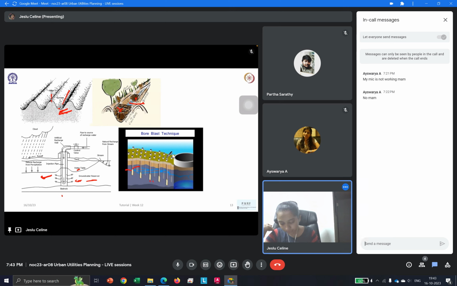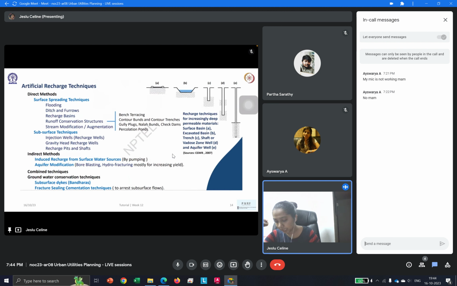You see, this was a natural channel before. Now when you do a bore blast, the channel also changes. So you're modifying the aquifer using bore blast. This is what we saw in the lecture on the different artificial recharge methods. For aquifer modification, we use bore blasting and hydrofracturing. Bore blasting is to increase the connection, whereas hydrofracturing can be used to increase the yield from the well.